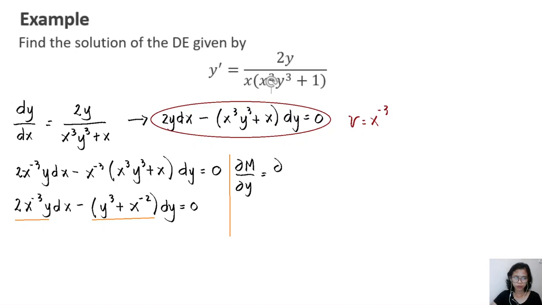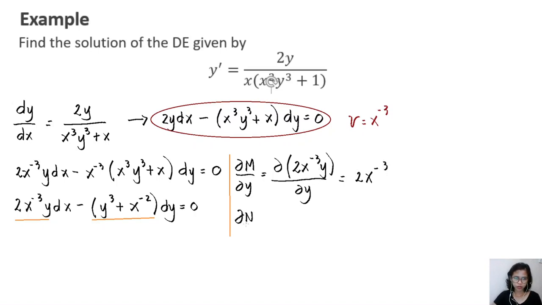Which is equal to the partial derivative of what is our new M? This will be 2x to the negative 3y with respect to y. And the answer is... so x to the negative 3 is constant. We will separate that. That will be 2x to the negative 3. And the derivative of y with respect to y is just 1.